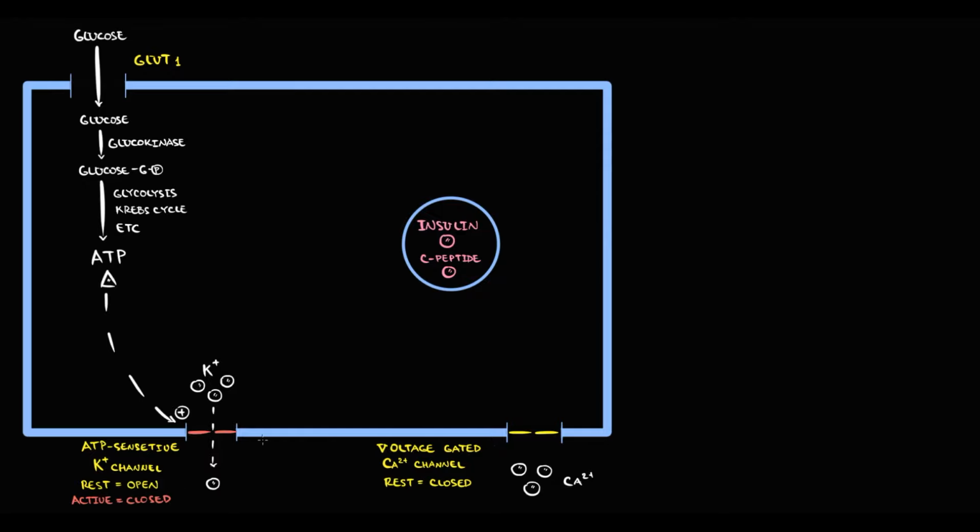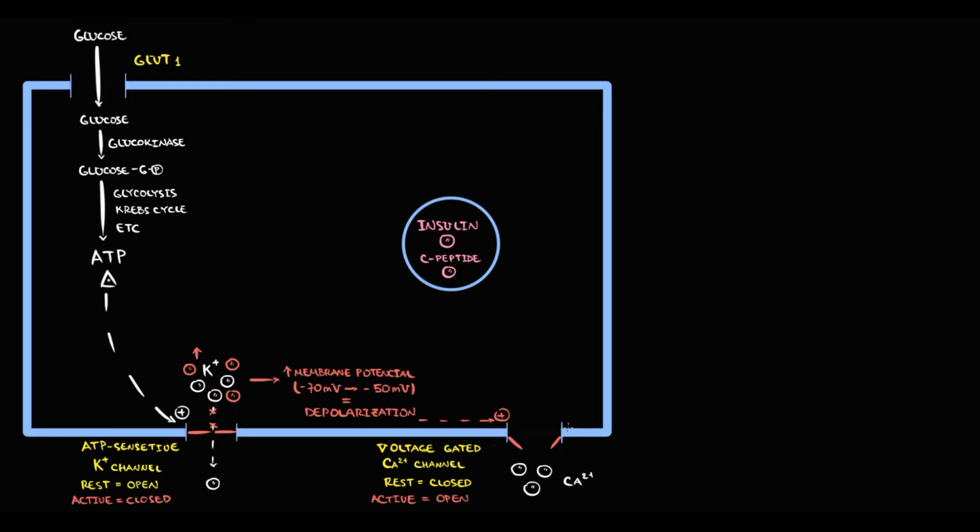If potassium channels close, potassium begins to accumulate inside the cell. With the increase in positively charged potassium ions, membrane potential increases. For example, from -70, membrane potential increases to -50. The state when membrane potential becomes more positive we call depolarization. And depolarization triggers activation of voltage-gated calcium channels.